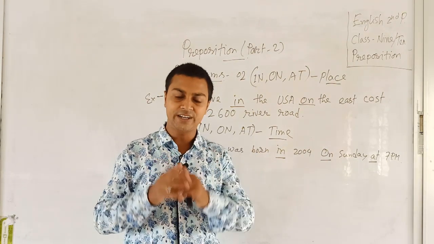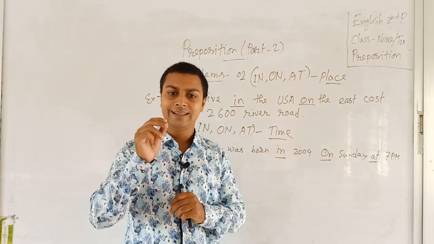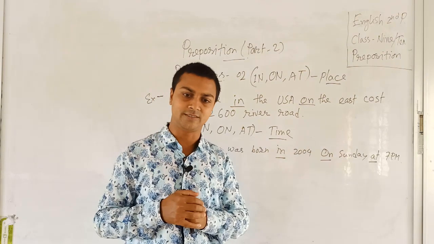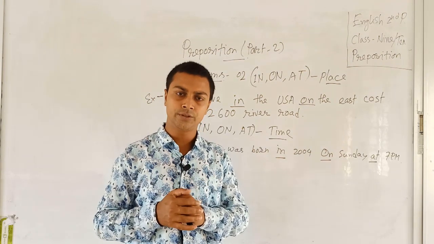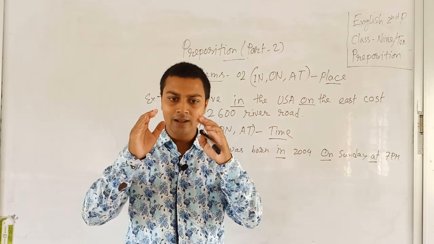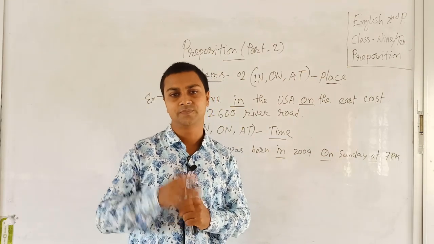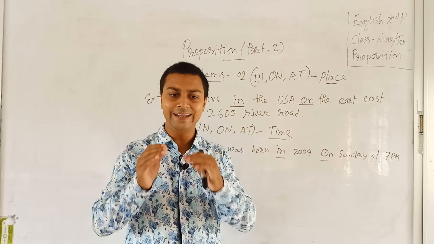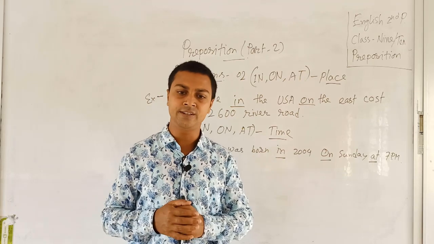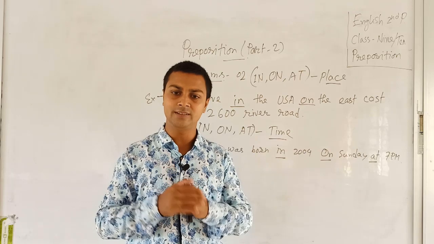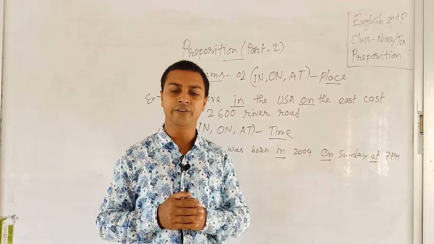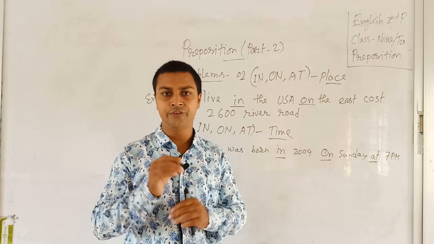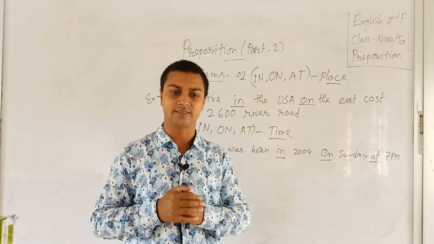Okay, in general, we can say in is used before large places, on is used before middle sized places, and at is used before numbers in addresses. I repeat, in is used before large places, on is used before middle sized places, and at is used before numbers in addresses.